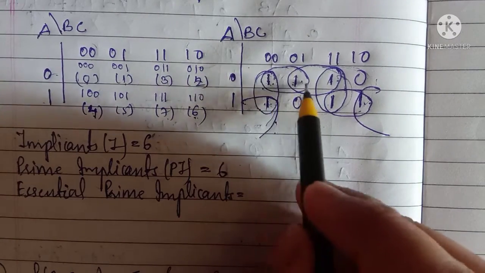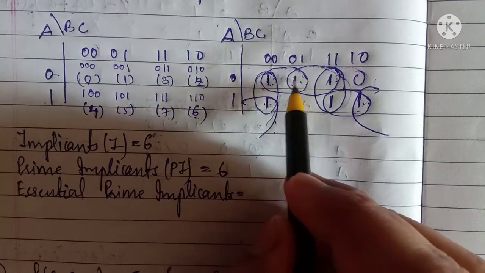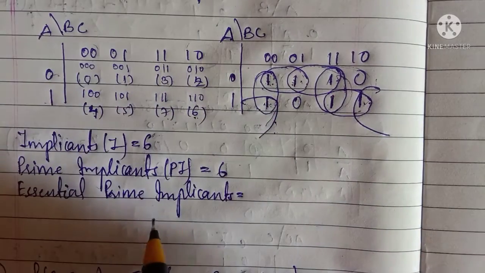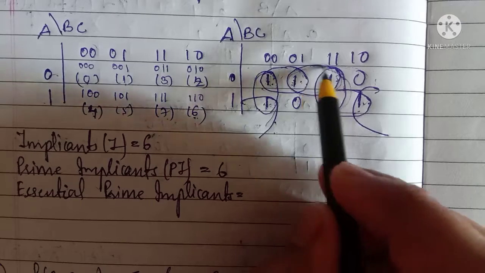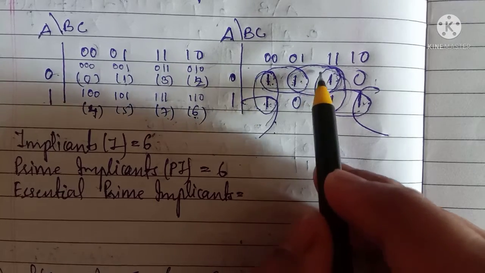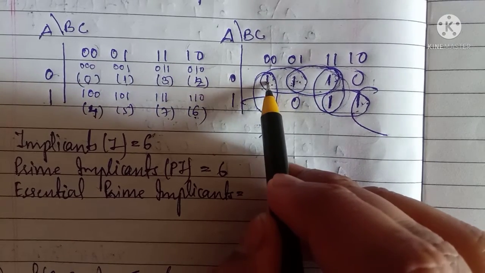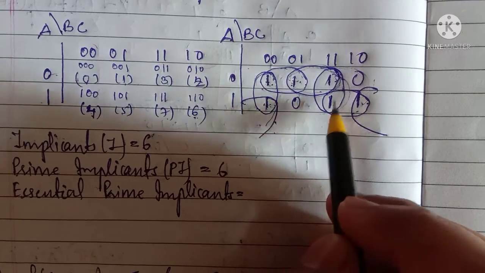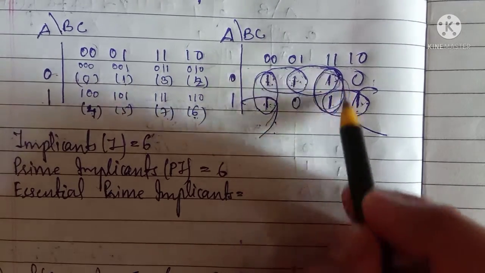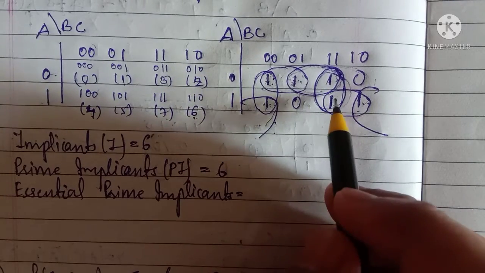So if I break this group, then this will pair with this, and this will pair with this. So this is also not an essential group. If I break this group, then this one will make a pair with this, and this will make a pair with this. Understood? So this is also not a part of the essential prime implicant.